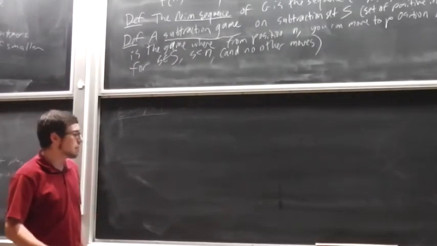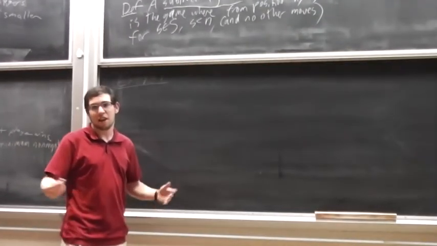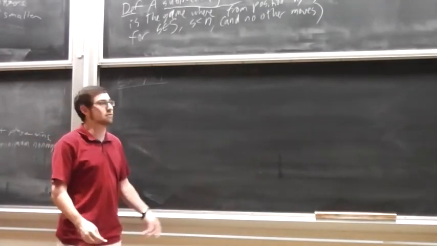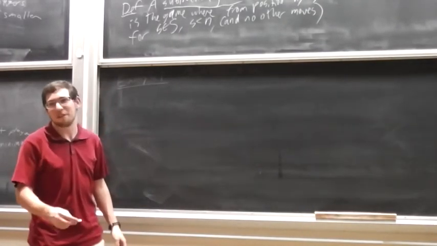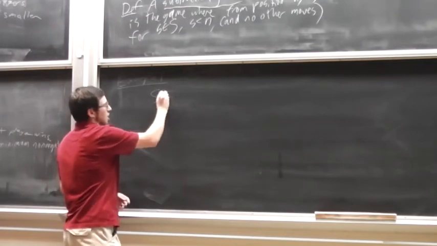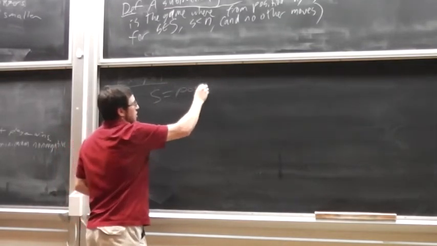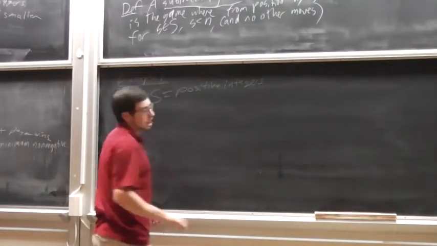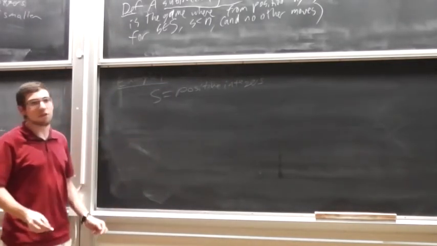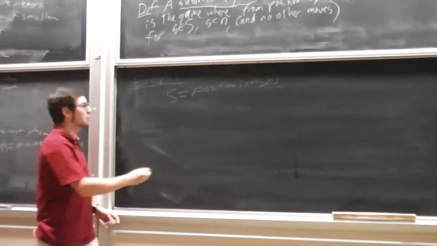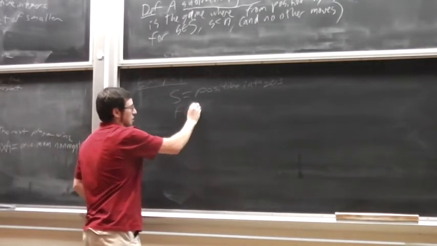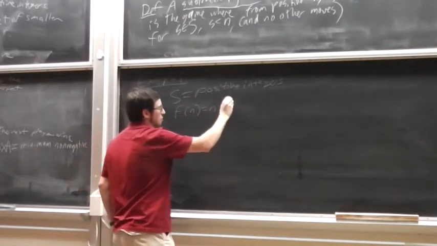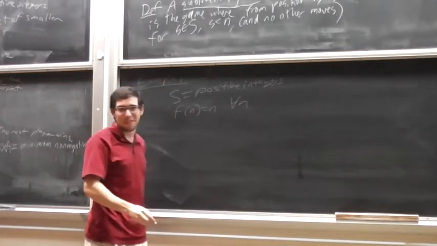In one pile nim, the rules of nim are you can take any number of counters from any one pile. So if there's one pile, you can just take any number of counters. So S is equal to the positive integers. And for this game, the Sprague-Grundy function is extremely easy to describe. F of n is equal to n for all n in this game.